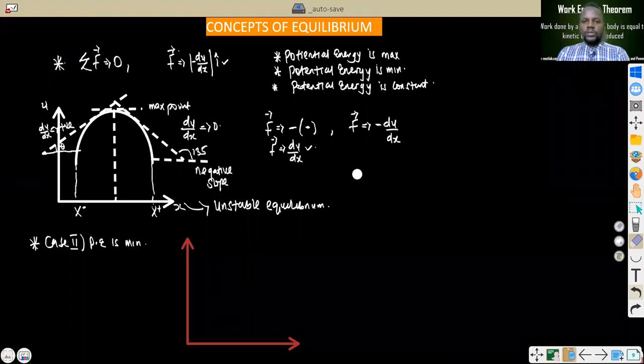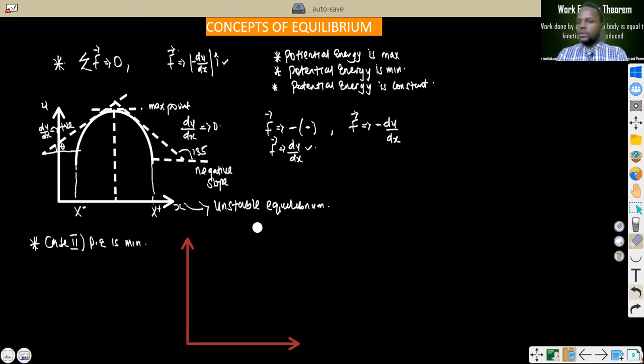So we continue from where we were before the network cut off. We are sorry about that, and this is still on the concept of equilibrium. We have talked about the first type, when potential energy is maximum. The second situation, case 2, is when it is minimum.